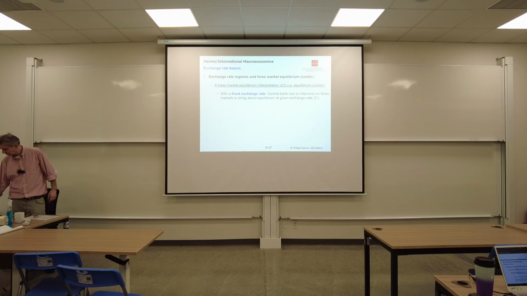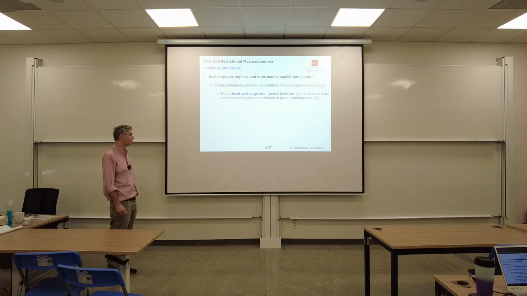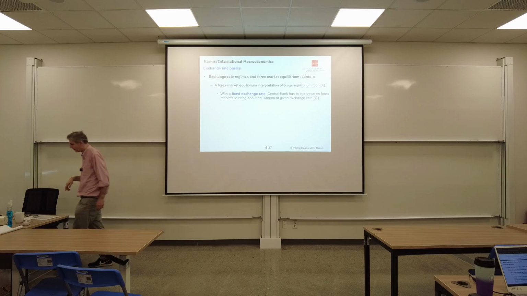Now, with a fixed exchange rate, the central bank has to intervene on foreign exchange markets to bring about equilibrium at a given exchange rate. So the central bank has an exchange rate target. It says we want to target that exchange rate. That's what we want to see.